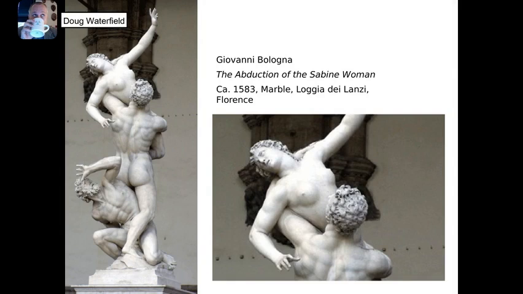And then here is an alternate view where you can see the Sabine woman's face a little better, and you can see that sense of artificiality, which pervades a lot of mannerism. It's just a little bit phony. It's a little bit synthetic. It's kind of going through the motions without having the deeper spiritual foundation that we find in a lot of works of the High Renaissance.